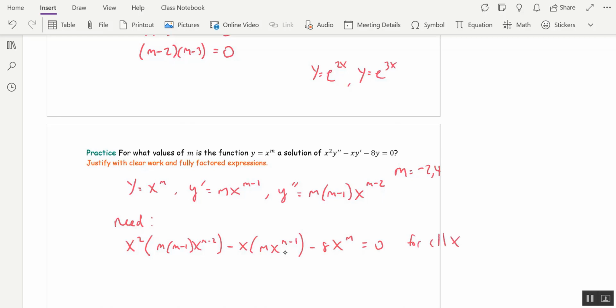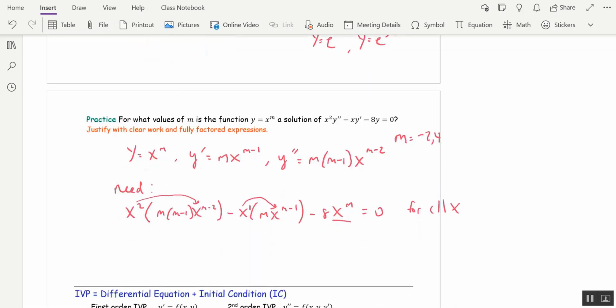Okay, if you distribute this guy to this guy and this guy to this guy, then what you'll see is that each term has an x to the m in it. Each of the three terms has an x to the m in it. So I'm going to pull that out. What's left is m times m minus 1 minus m minus 8. That has to be 0 for all x. So that means x to the m.